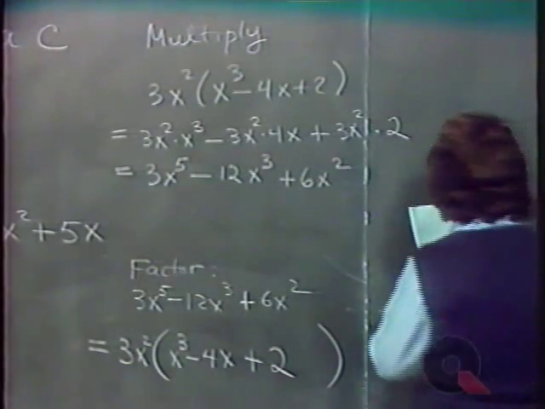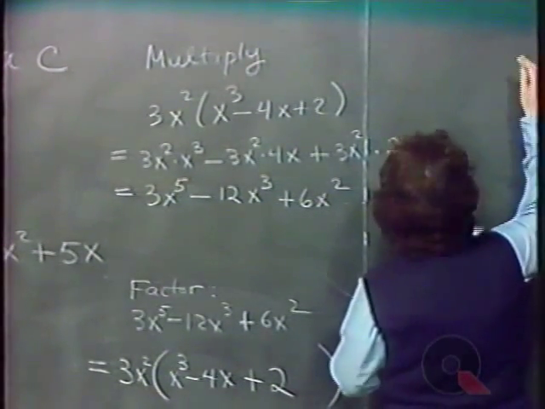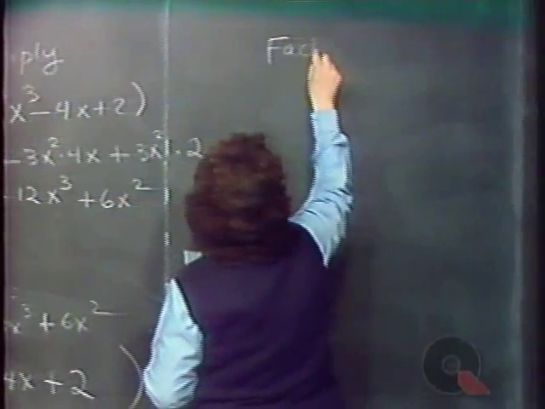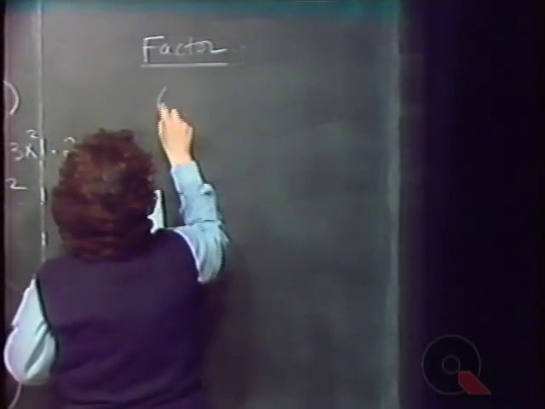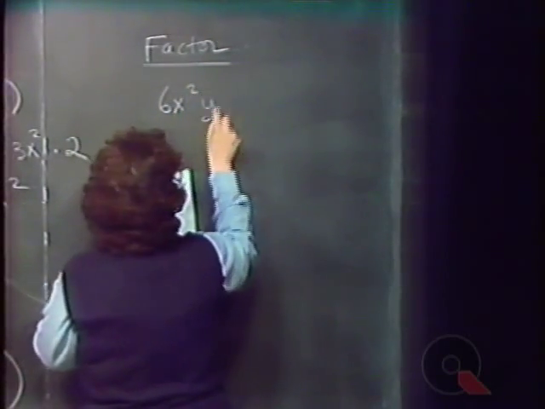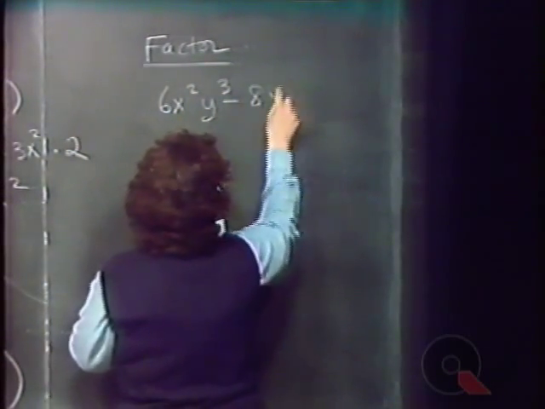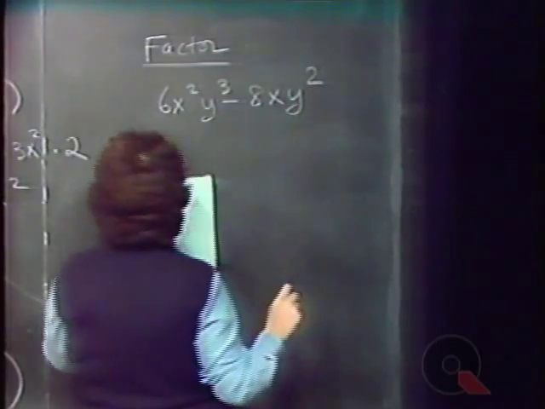Okay, let's try some more of these. Factor the following. 6x squared y cubed minus 8x y squared.